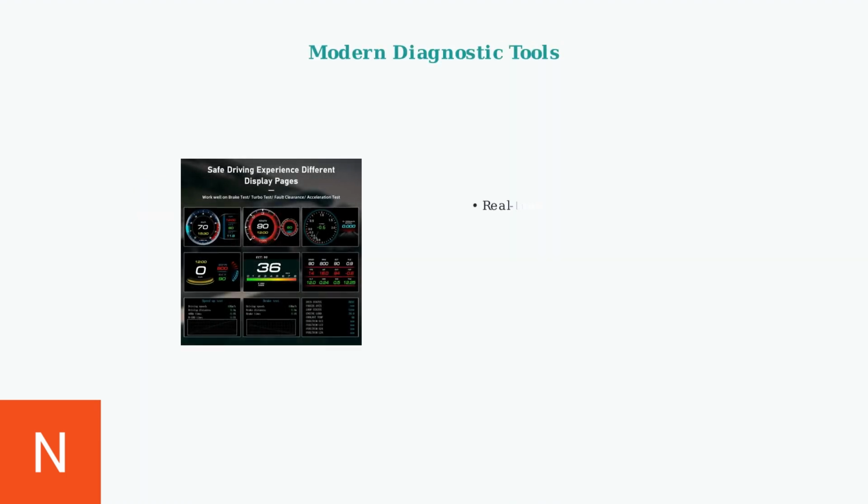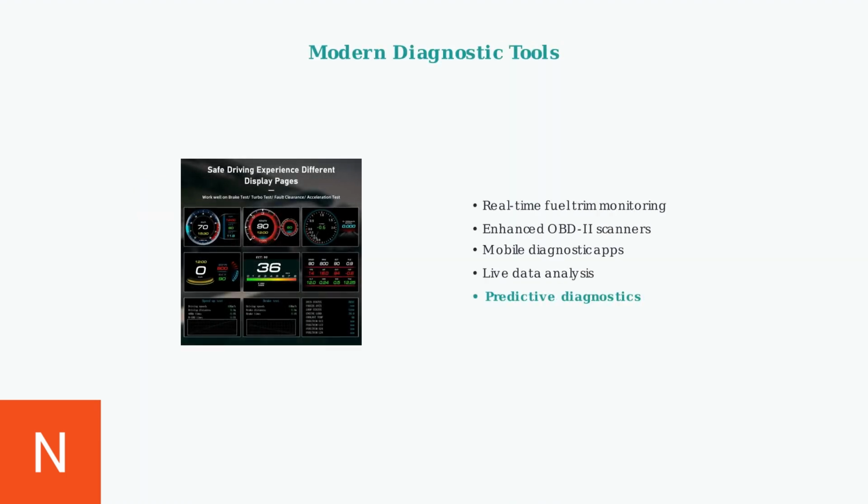Modern diagnostic tools provide real-time fuel trim data to help pinpoint P2096 problems. Enhanced OBD2 scanners, mobile diagnostic apps, and predictive diagnostic systems make it easier to identify the root cause before replacing expensive components unnecessarily. Understanding P2096 is crucial for proper diagnosis. Remember, this code specifically indicates the downstream oxygen sensor is detecting a lean condition after the catalytic converter, and systematic diagnosis is essential to identify the true root cause.